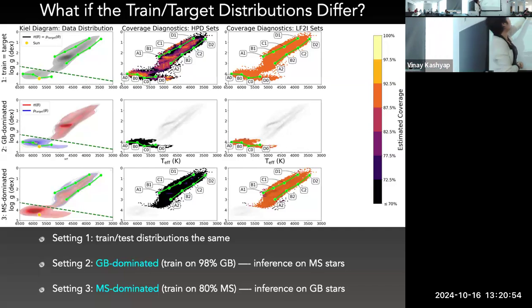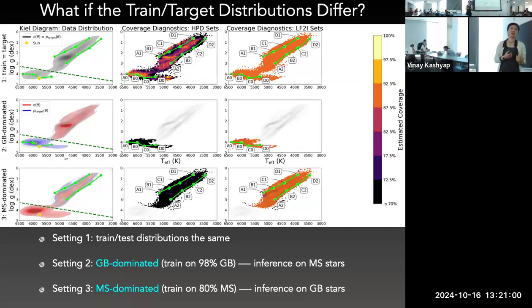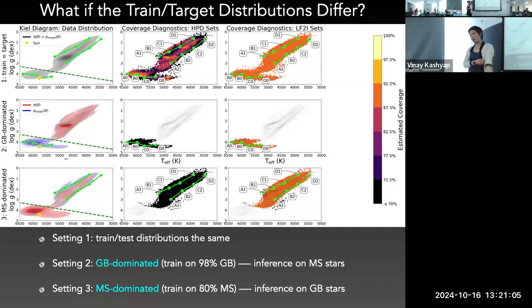And this is the coverage diagnostic for HPD sets of credible regions, and this is the LFQ ISIS, so coverage is good. Then I said, well, we already know that if the prior is misspecified, we get bad results. And all astronomers know that the distribution of your stars may not reflect the truth, right? You don't see everything. If it's far away, you don't see it.